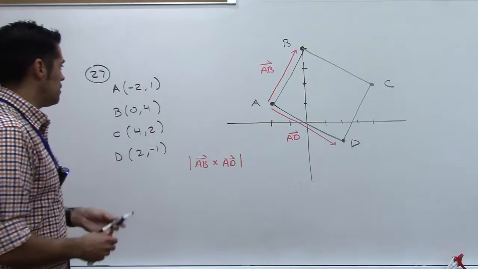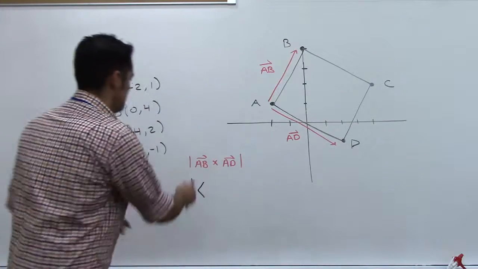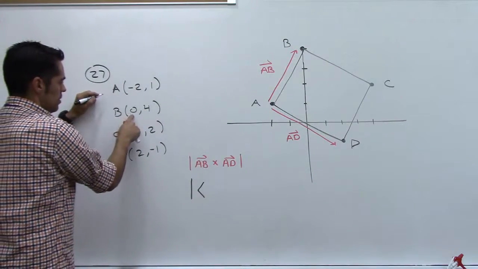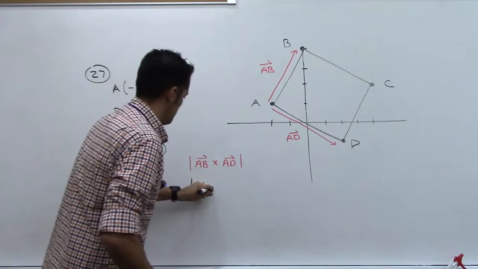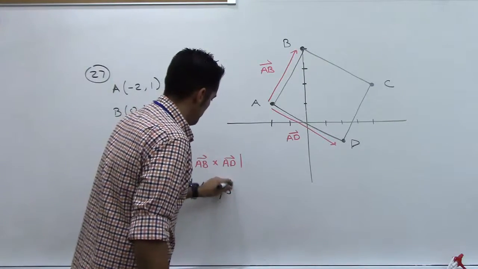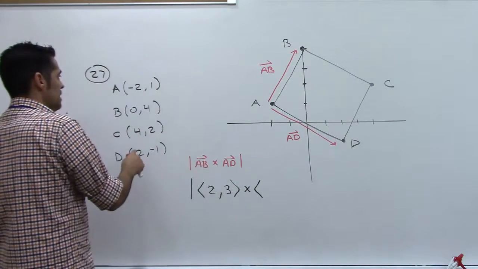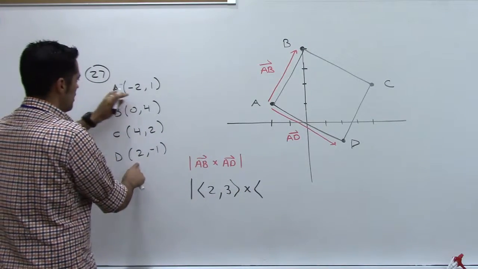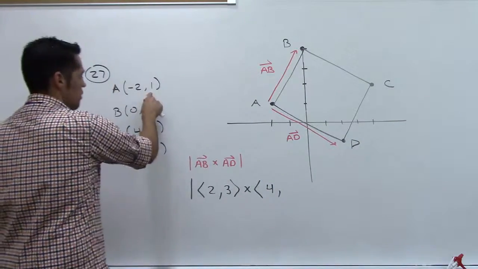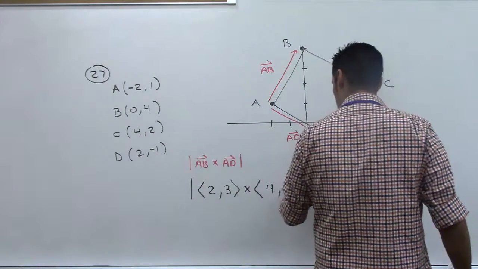So let's first figure out the vector from A to B. So from A to B, we did this already. We do 0 take away -2 is 2. 4 take away 1 is 3. Cross that with the vector from A to D, so 2 take away -2 is 4. And then -1 take away 1 is -2.